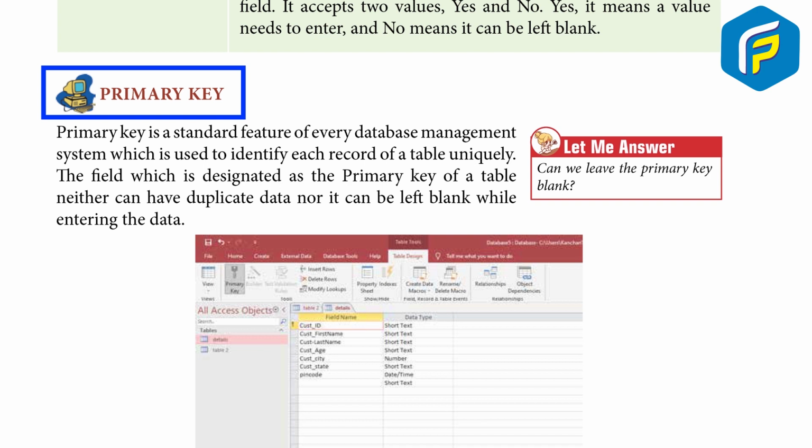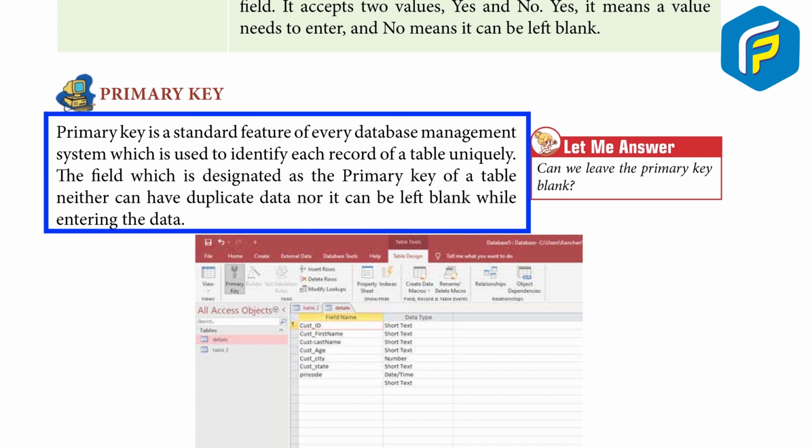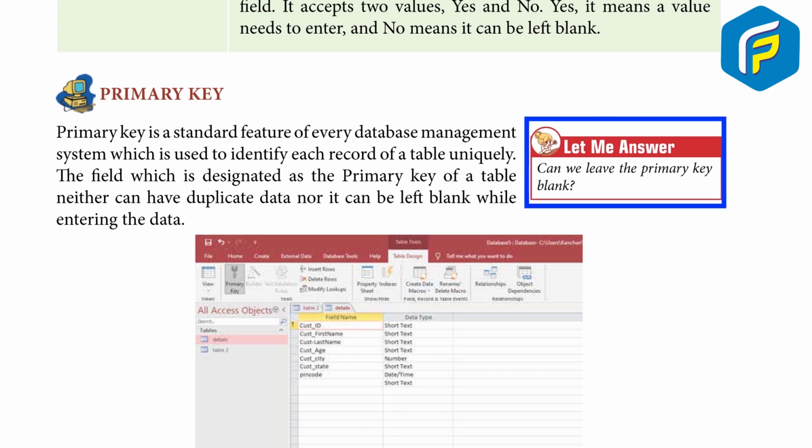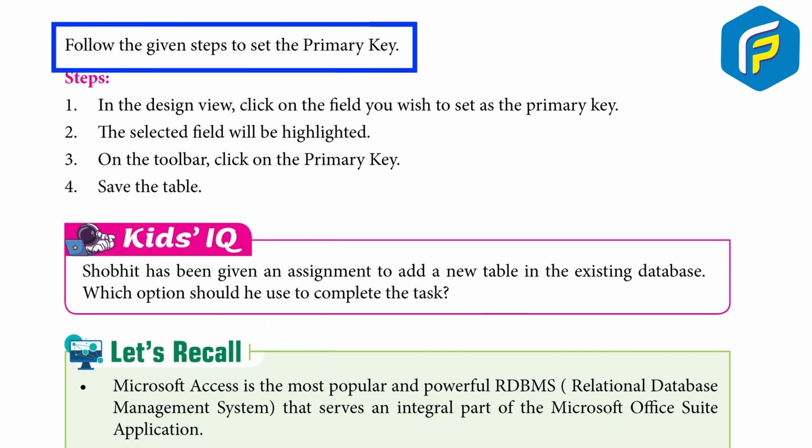Yes means a value needs to be entered, and no means it can be left blank. Primary key. Primary key is a standard feature of every database management system which is used to identify each record of a table uniquely. The field which is designated as the primary key of a table neither can have duplicate data nor can it be left blank while entering the data. Let me ask: can we leave the primary key blank? Follow the given steps to set the primary key.